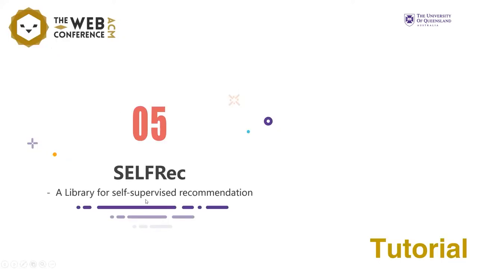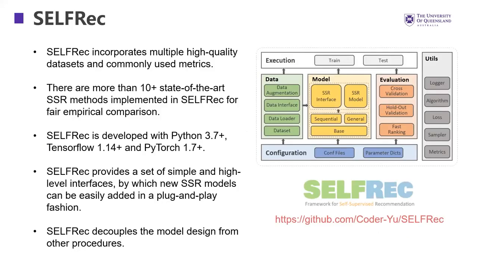And then let's go to the part on the library. We noticed that although self-supervised recommendation is enjoying a period of prosperity, in the papers of these methods, the evaluation of different methods is often unfair, and some papers may not release the codes. For the papers which have released the codes, these codes may be inefficient and sometimes hard to read.